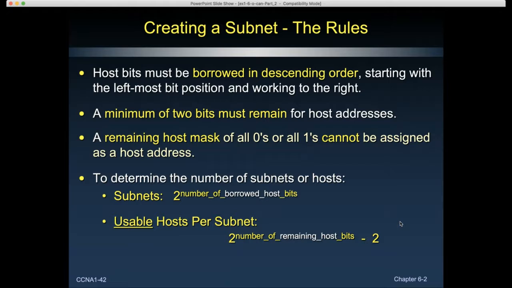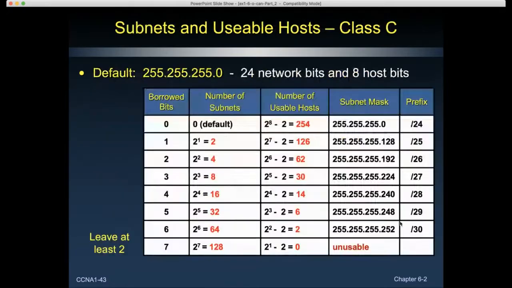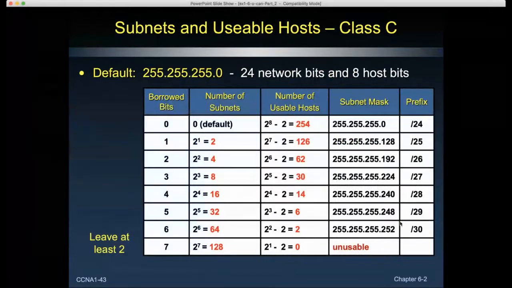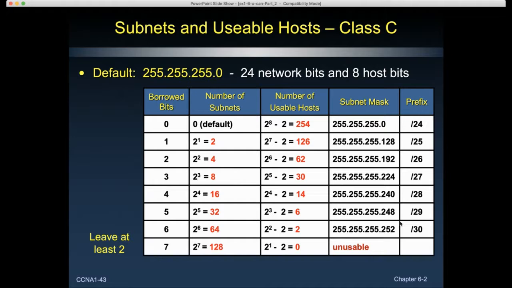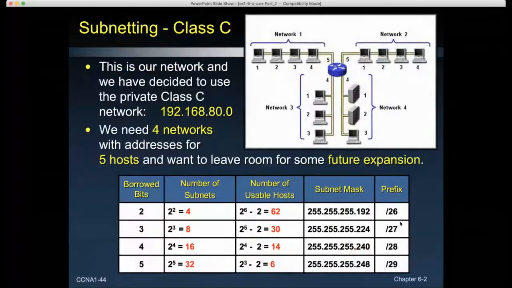And how many usable hosts are there on each of those new subnets? Well, I have 8 host bits now. So 2 to the power 8 is 256, minus 2 because I lose the all zeros and the all ones. So that's where you can come up with the value of how many hosts you get. We have to leave at least 2 bits left over, so you can't borrow more than 6 bits in a Class C type network.